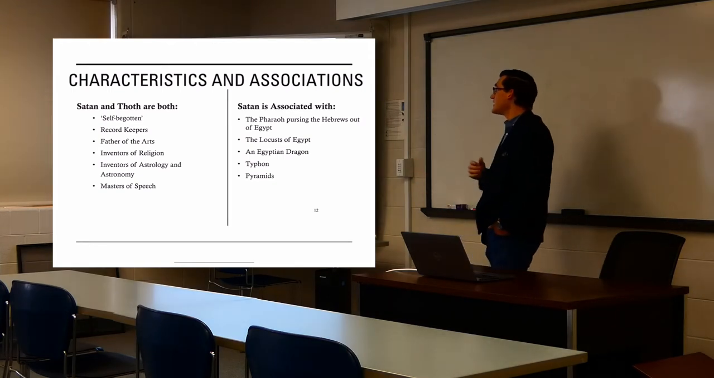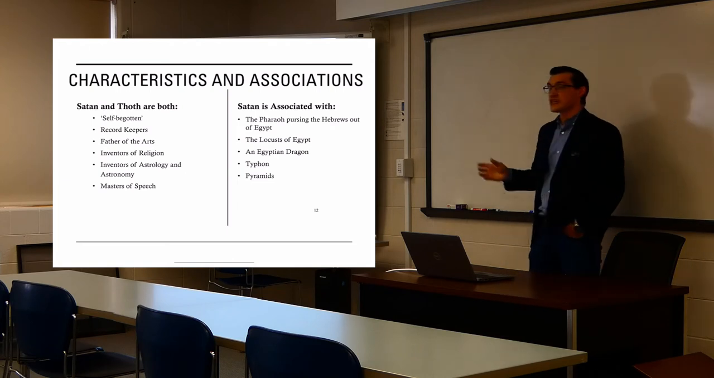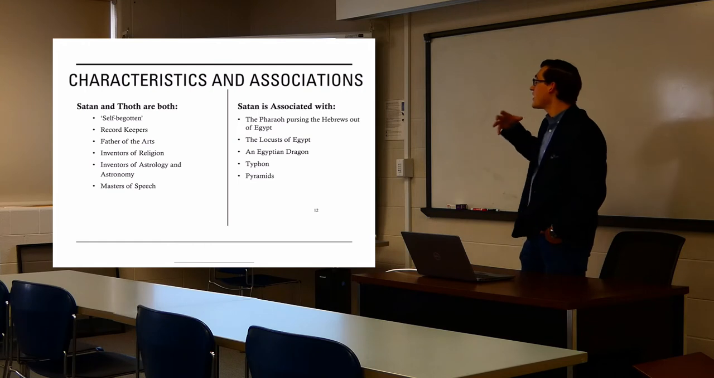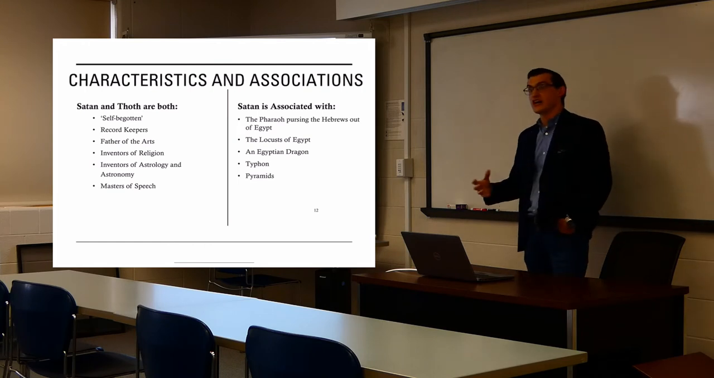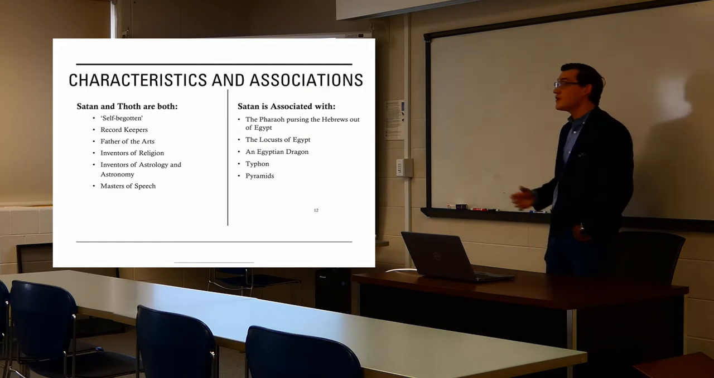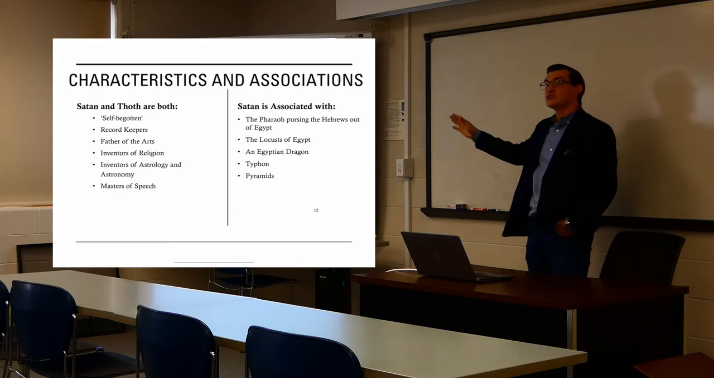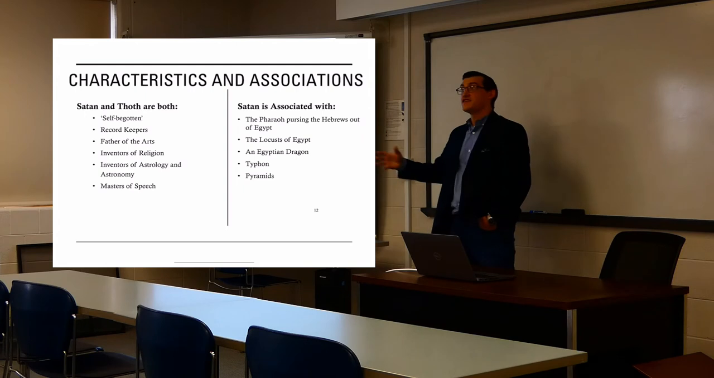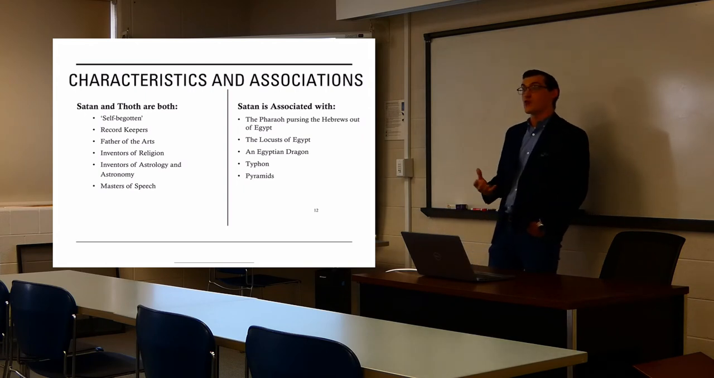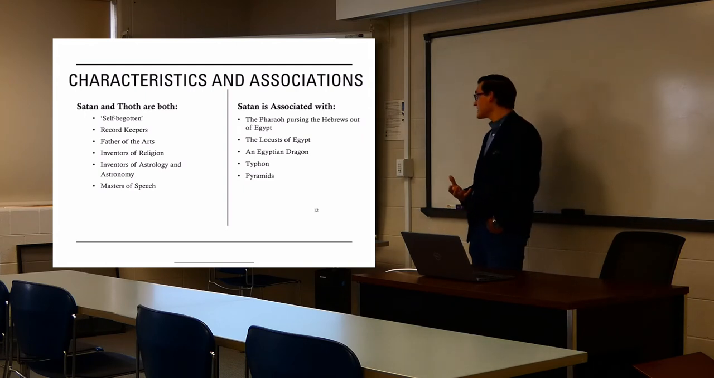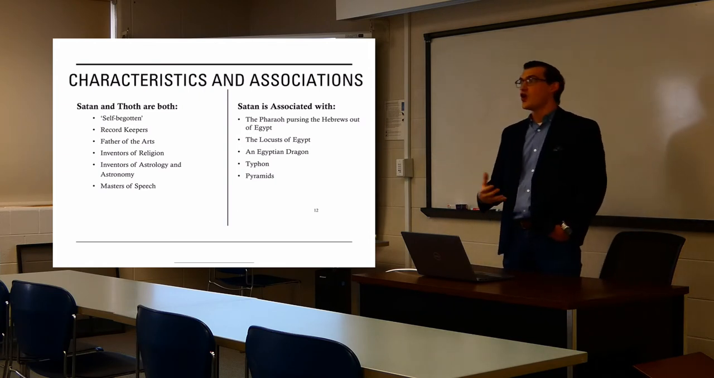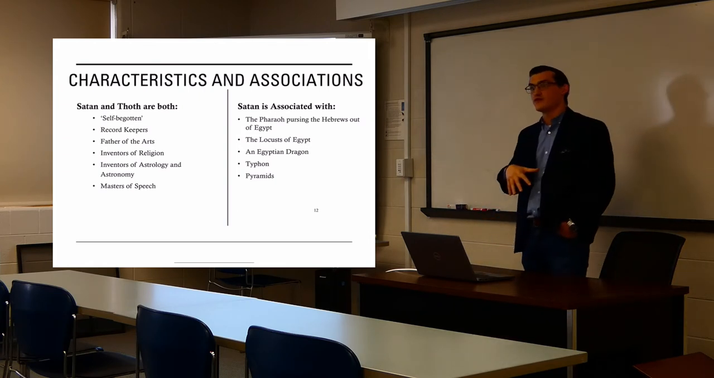Satan within Paradise Lost, on numerous occasions, is compared to Egypt or something Egyptian. He's compared to the Pharaoh pursuing the Hebrews out of Egypt. He's compared to the locusts of Egypt. He's called an Egyptian dragon. He is said to be Typhon. Typhon is the Egyptian dragon of the netherworld from the Egyptian orthodoxy. He is compared to pyramids, said to be sitting atop of one, also said to be rising from a pyramidal flame.